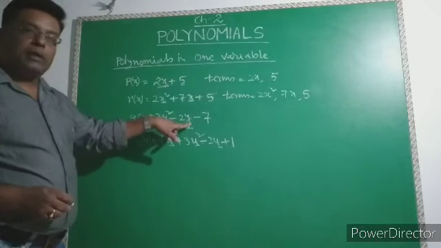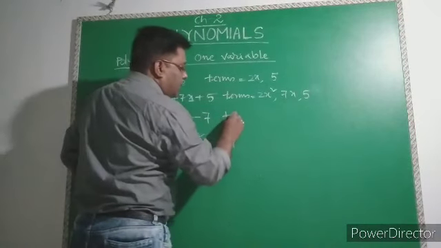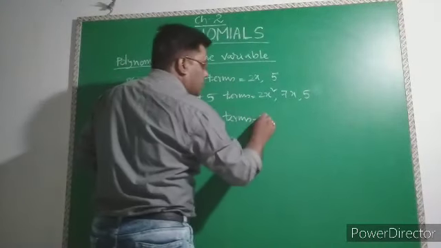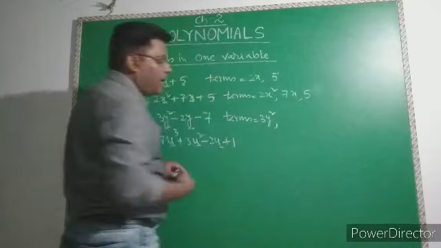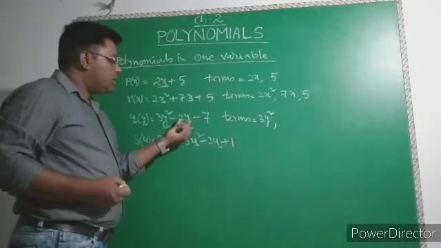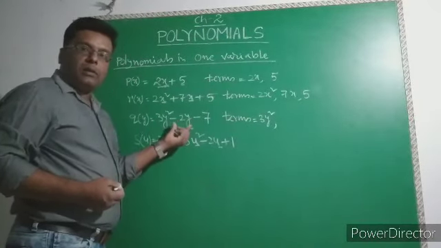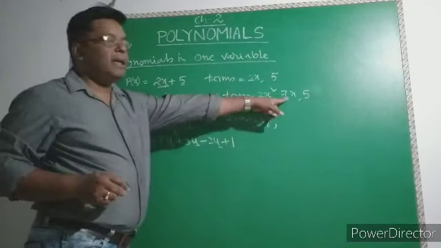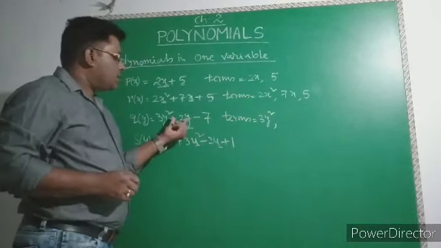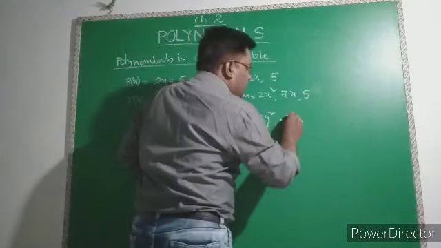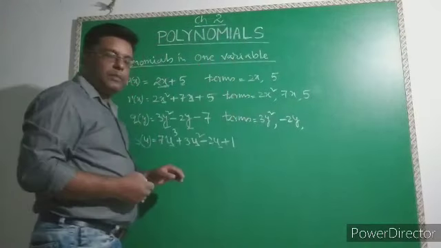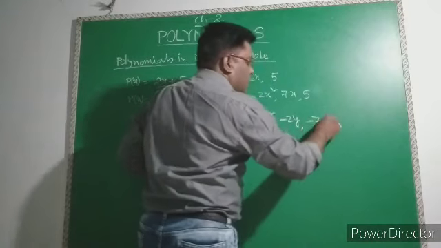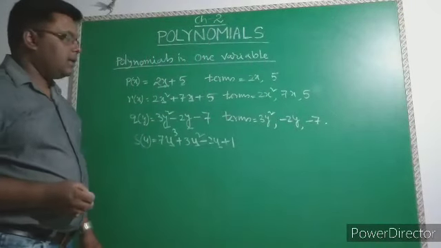Next, 3y square minus 2y minus 7. Here the terms are: first one is 3y square, comma, next one is minus twice y. If it is minus, then we have to give the minus sign. But if it is plus, like 7x, it means plus 7x. Since it is minus, you have to write minus twice y. Next one is minus 7. 3 terms are there.